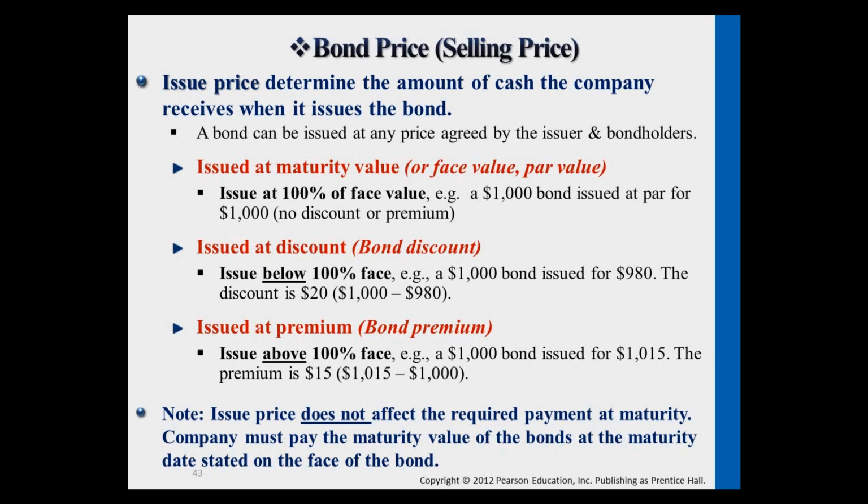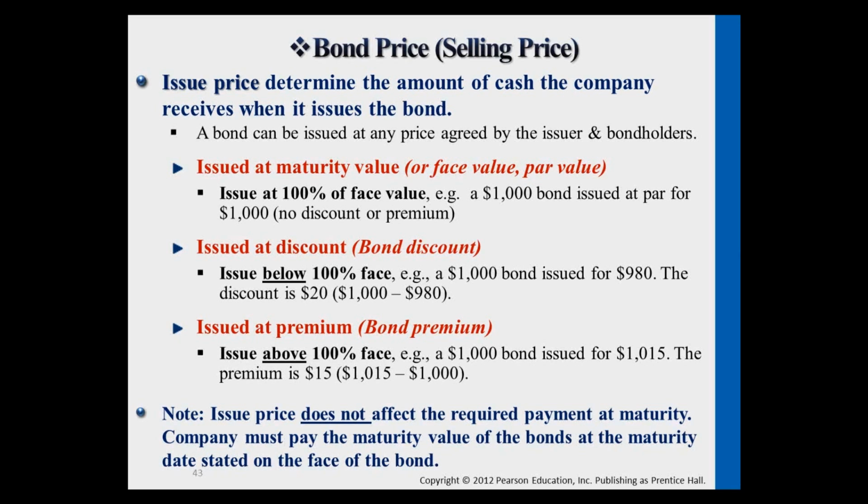So if they have $1,000 in mind, and currently the market interest rate is 10%, when we say issue at par, meaning issue at the maturity value, that means this bond price right now, when the company issues this $1,000, they can actually receive exactly $1,000, considering they are offering the same interest rate as the market. Okay, so this is what we call issuing the bond at maturity value.